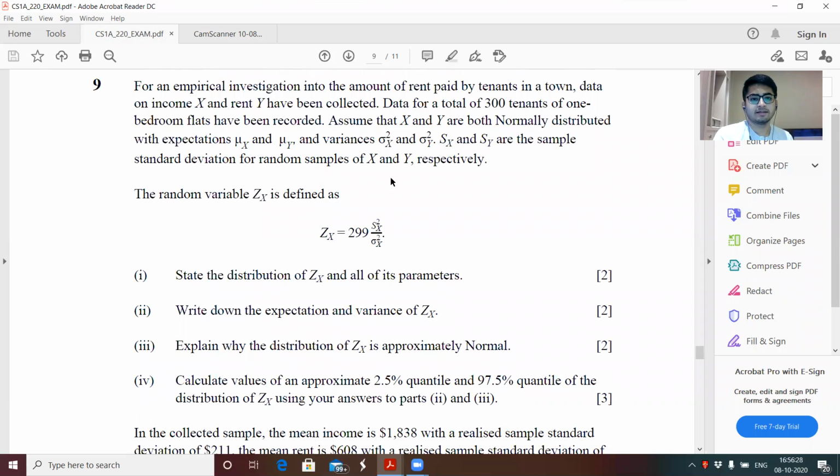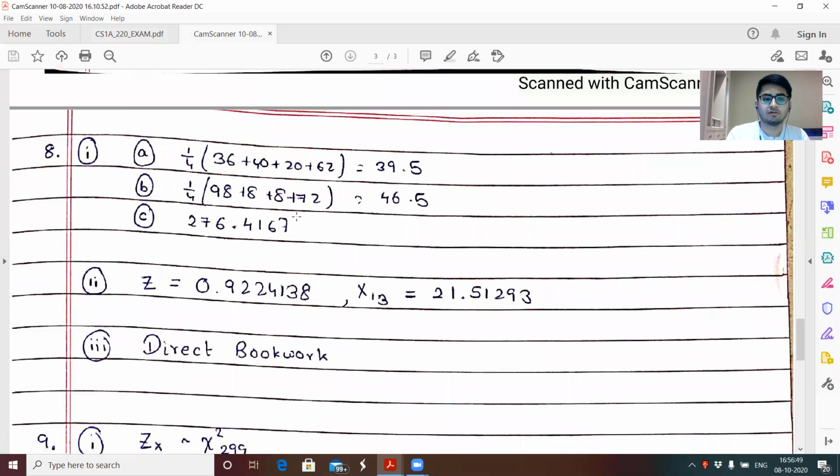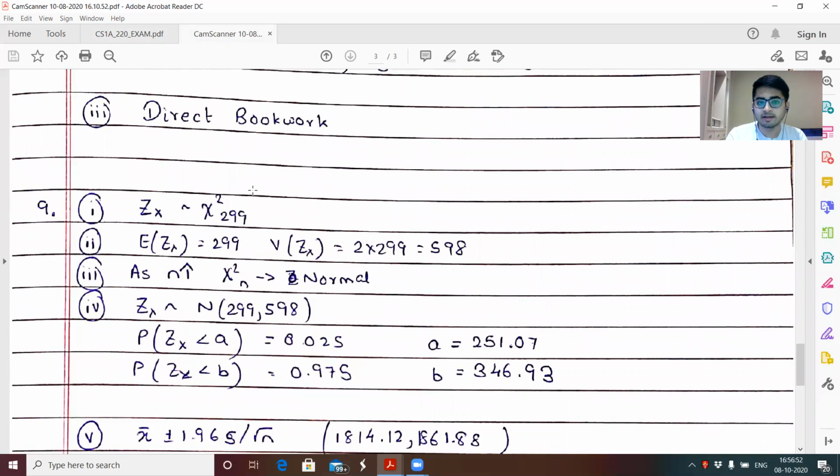So question 9, Zx = 299 Sx square by sigma x square. We have 300 data. This 299 is nothing but 300 minus 1. So this entire term is nothing but (n minus 1) s square divided by sigma square, and we know that this follows a chi-square distribution with n minus 1 parameters. So Zx is nothing but chi-square with degrees of freedom as 299.